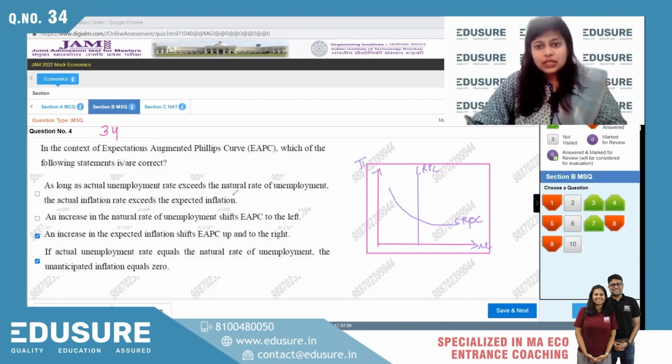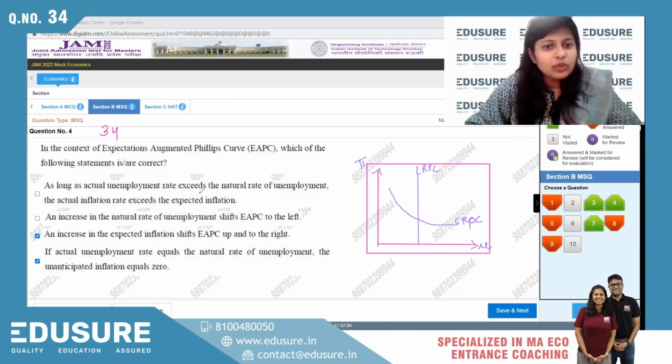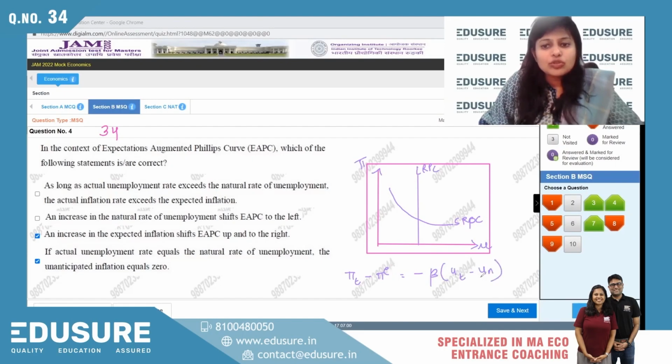Which of the following statements are correct? As long as the actual unemployment rate exceeds the natural rate, the actual inflation exceeds expectation. This is actually false because the equation goes something like this: pi_t minus pi^e is equal to minus beta times (u_t minus u_n). So as long as the unemployment is more than the natural rate, the actual inflation should be lesser than the expected inflation. So this is incorrect. An increase in the natural rate of unemployment shifts the expectations augmented Phillips curve to the left. It's not actually true. It shifts it to the right.